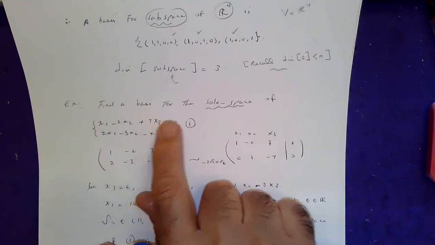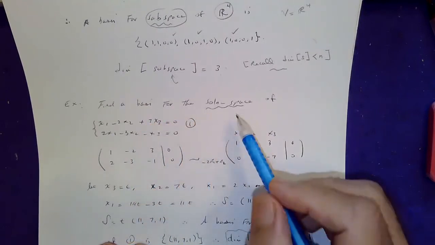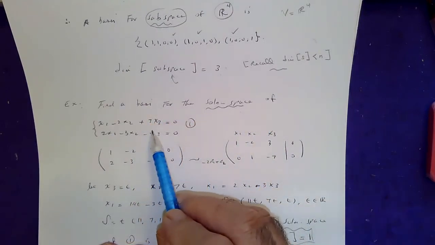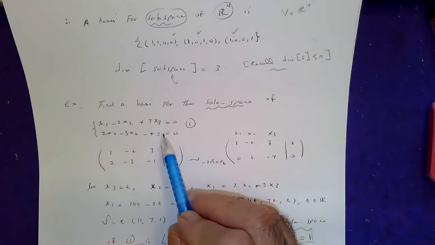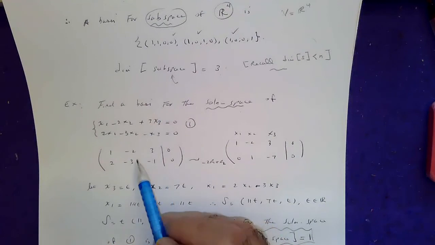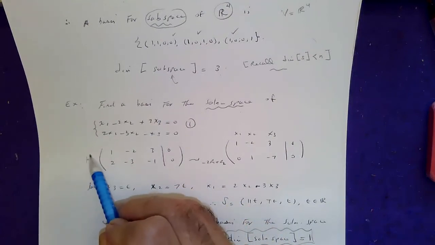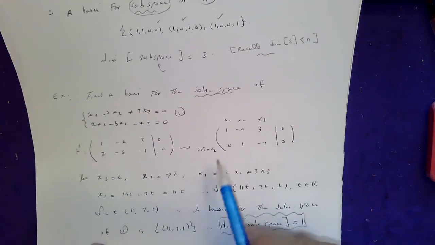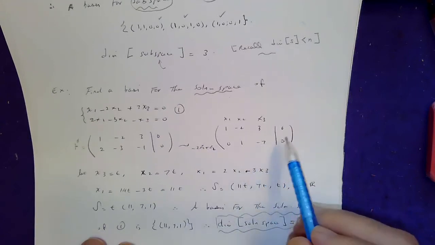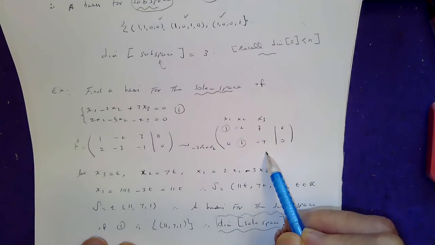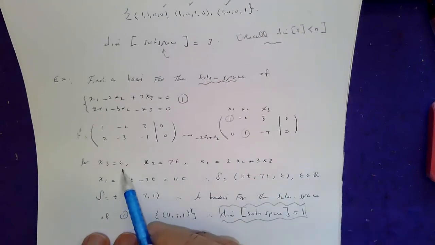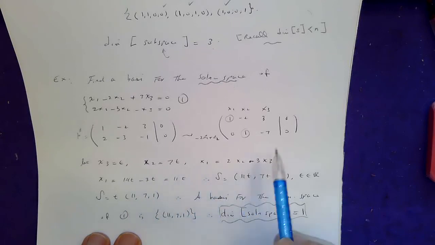The next question is, find the basis for the solution space of this system of homogeneous equations. Notice you got two equations, but three unknowns. So put this in augmented form. There it is. Okay, put it in row echelon form. There it is. Notice x1 and x2 have leading 1, x3 doesn't. So x3 is a free variable, so we're going to let that be t. And then I'm going to express x1 and x2 in terms of t.